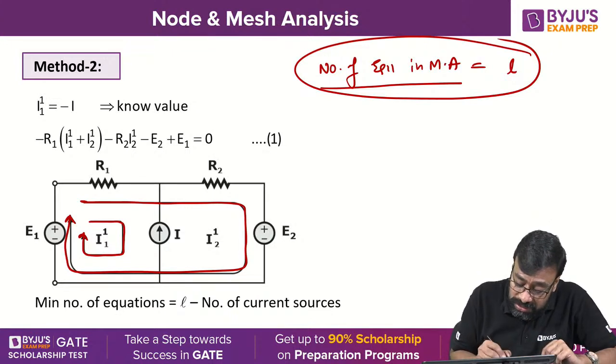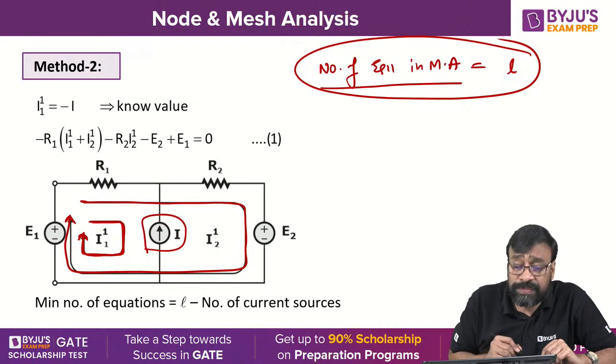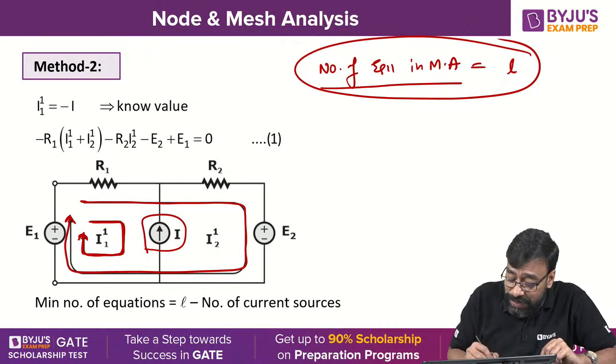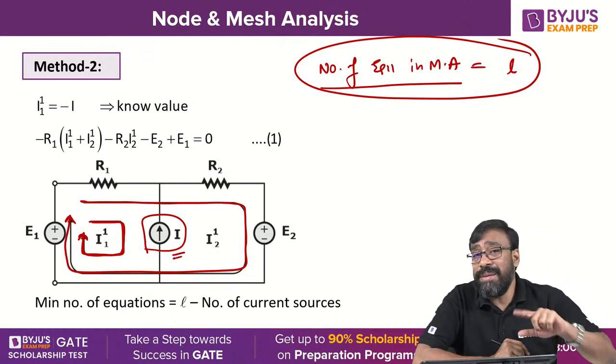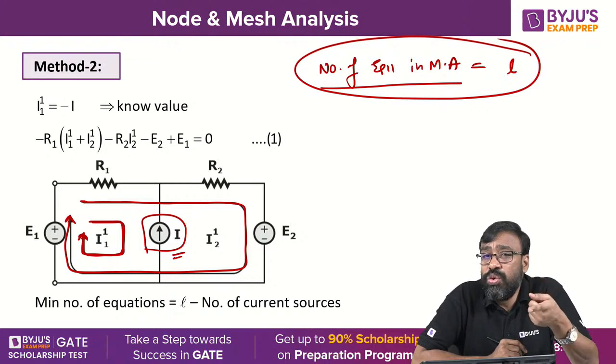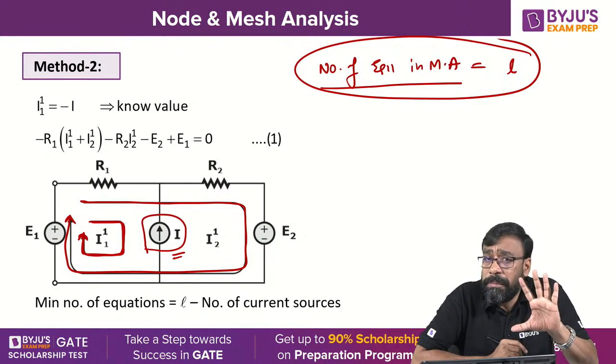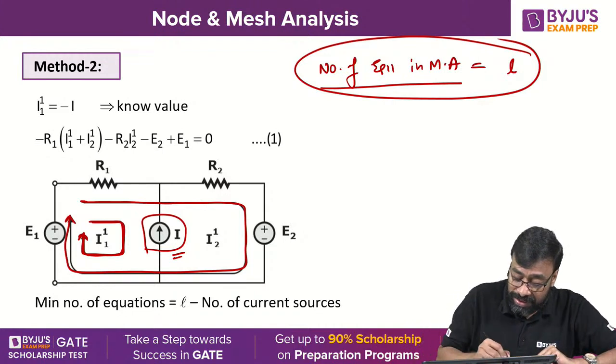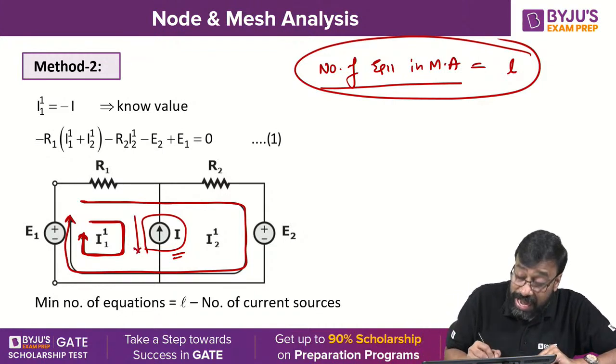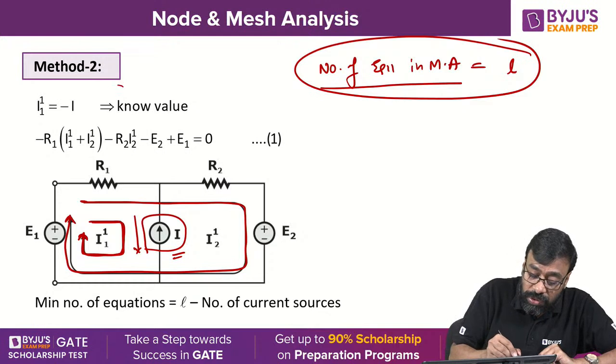Now, look at this. When I1 dash is selected here, I1 dash is the current flowing through this branch. And I belongs to only the first loop. When I belongs to only the first loop, its loop current and branch current both will be the same. Yes or no, all of you? Okay. Then, what is that current? I1 dash is flowing downward, I is flowing upward. Therefore, I1 dash is equal to minus I.